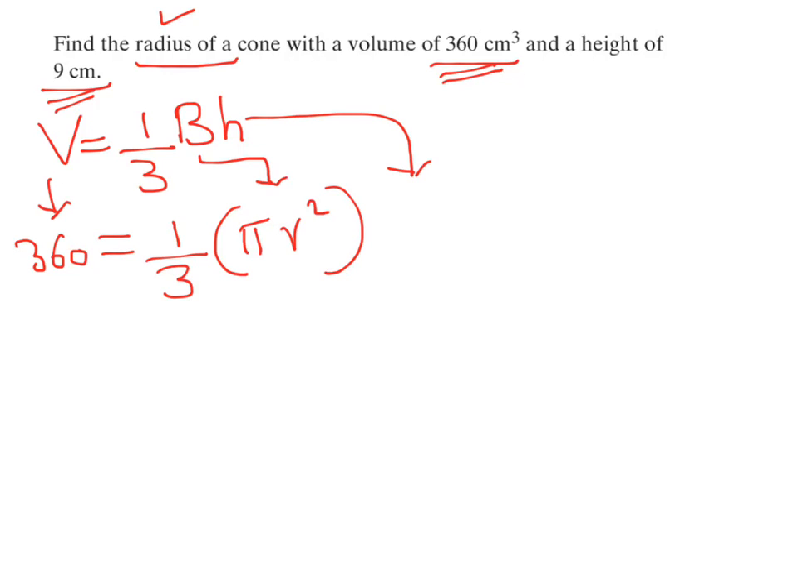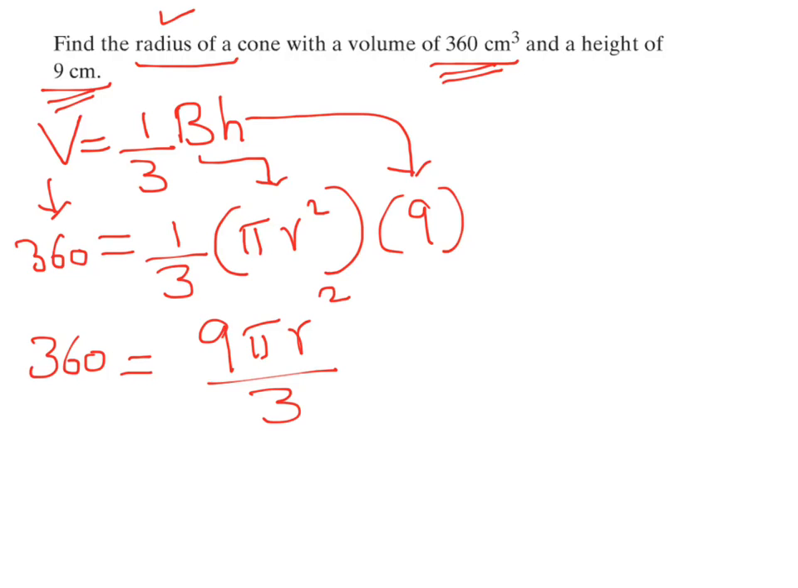And what is the height of the cone given? 9. 360 is equal to, just rearranging them, 9 pi r squared divided by 3. 9 divided by 3 is 3. So 360 is equal to 3 pi r squared.